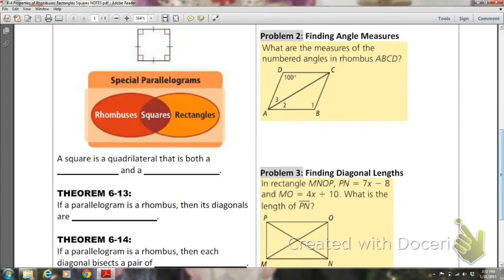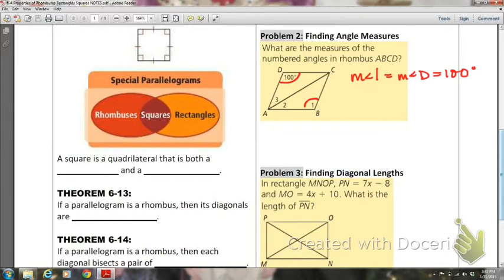In problem 2, it asks what are the measures of the numbered angles in rhombus ABCD. Since we know that a rhombus is a parallelogram with four congruent sides by definition, let's use some properties of a parallelogram on this. So the first thing you should see is that angle 1 and the 100-degree angle are opposite angles. So they have to be congruent by the property of parallelograms. So the measure of angle 1 is equal to the measure of angle D, which is 100 degrees.